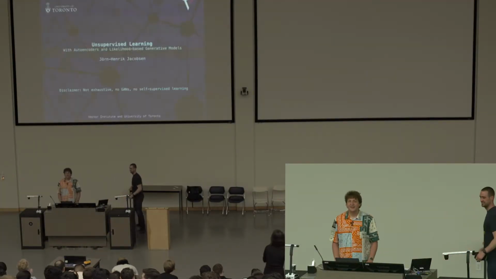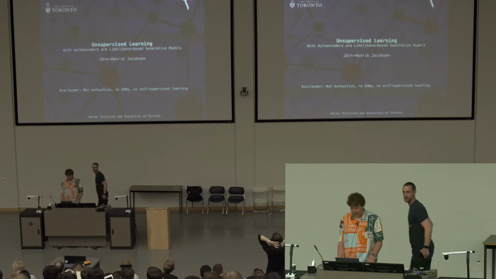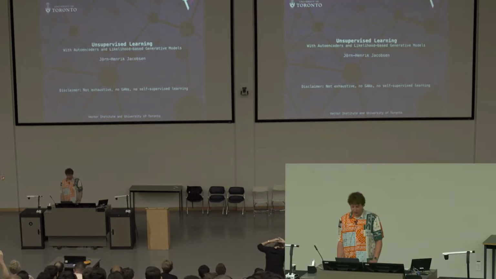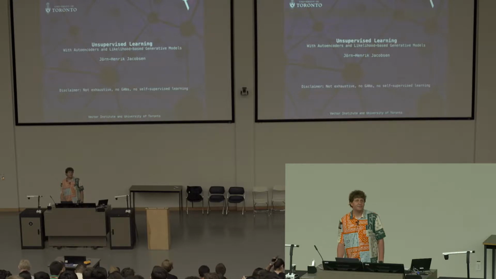Okay. Hi, everyone. So I'm Jörn-Henrik Jacobsen. I work at the Vector Institute in the University of Toronto as a postdoc. And I'm going to talk about unsupervised learning with autoencoders and likelihood-based generative models.